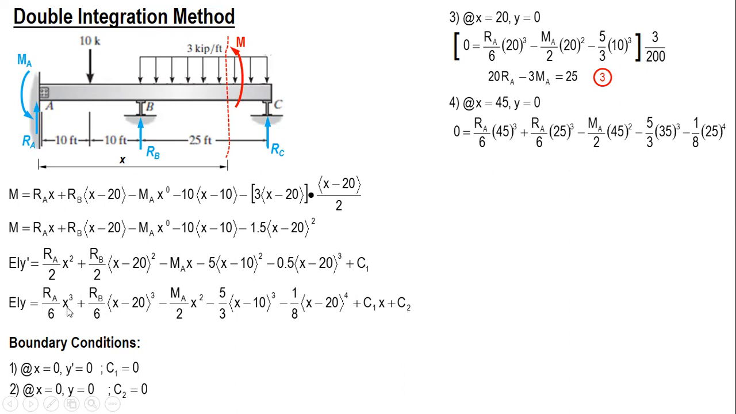RA over 6, 45 cubed, 45 minus 20, so 25 cubed, and 45, 45 minus 10, 35 cubed, and this one, 20 minus 45, 45 minus 20, you have 25. Combine this one, and then we can multiply the equation by this one, 24 over 25.